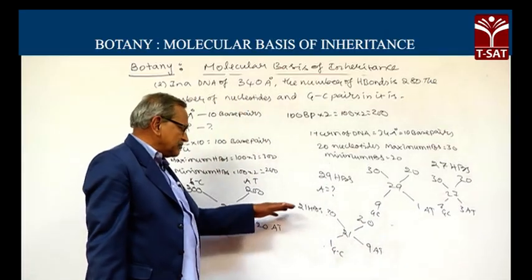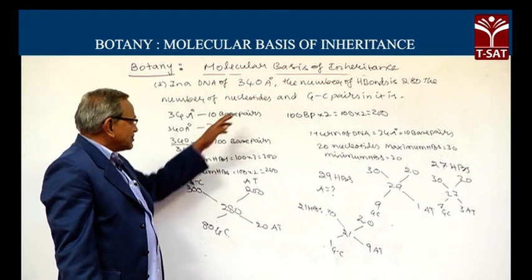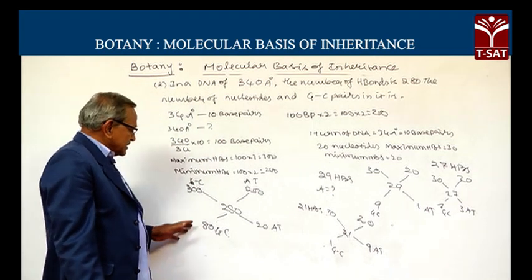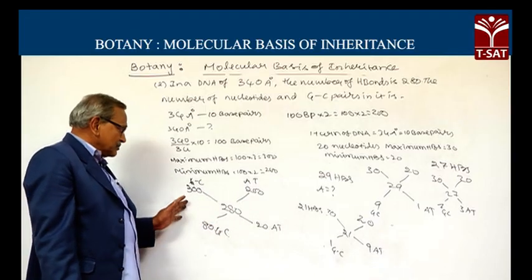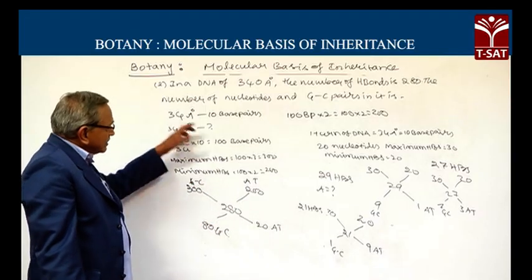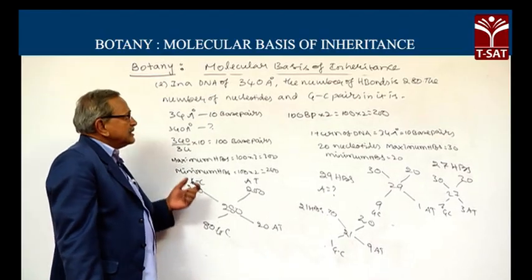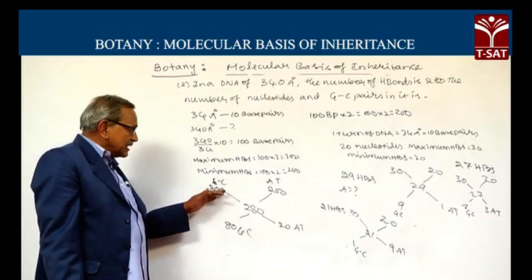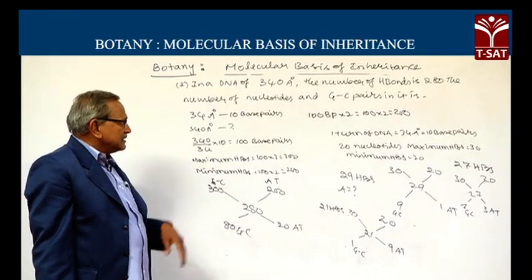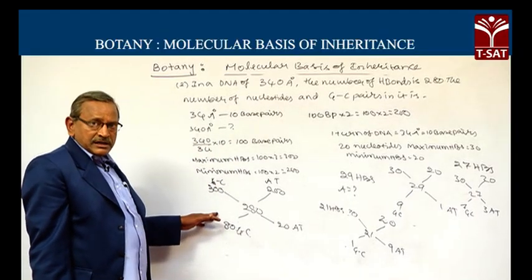So, this is the logic behind the way of solving all these problems. This is called rule of elimination in simple arithmetic. So, by using rule of elimination, if we know one value, the length of DNA and how many H bonds are there, we can calculate all other things about that particular DNA.